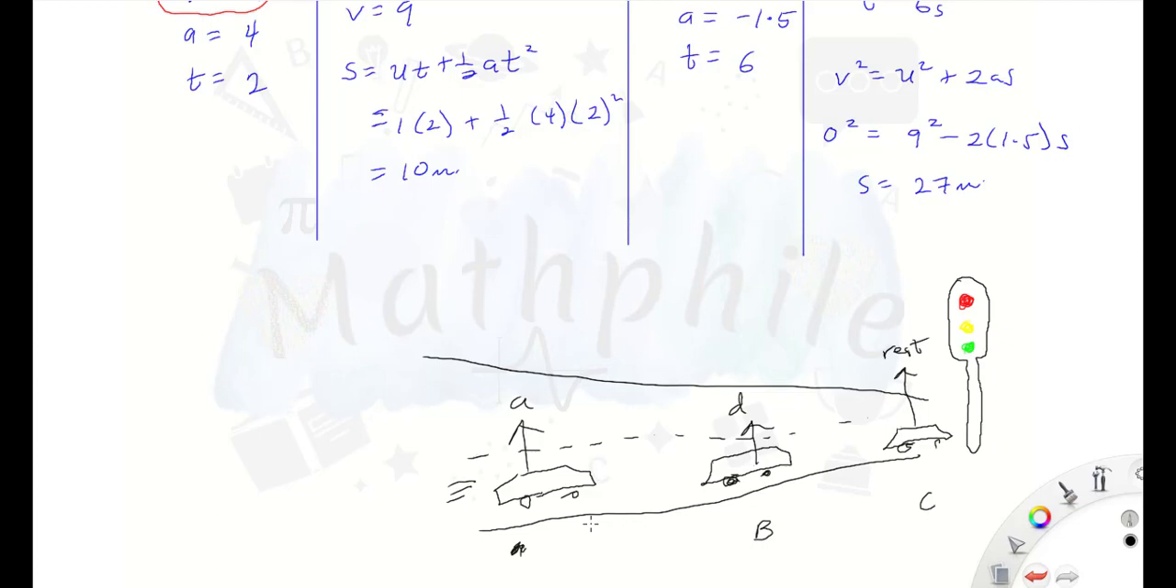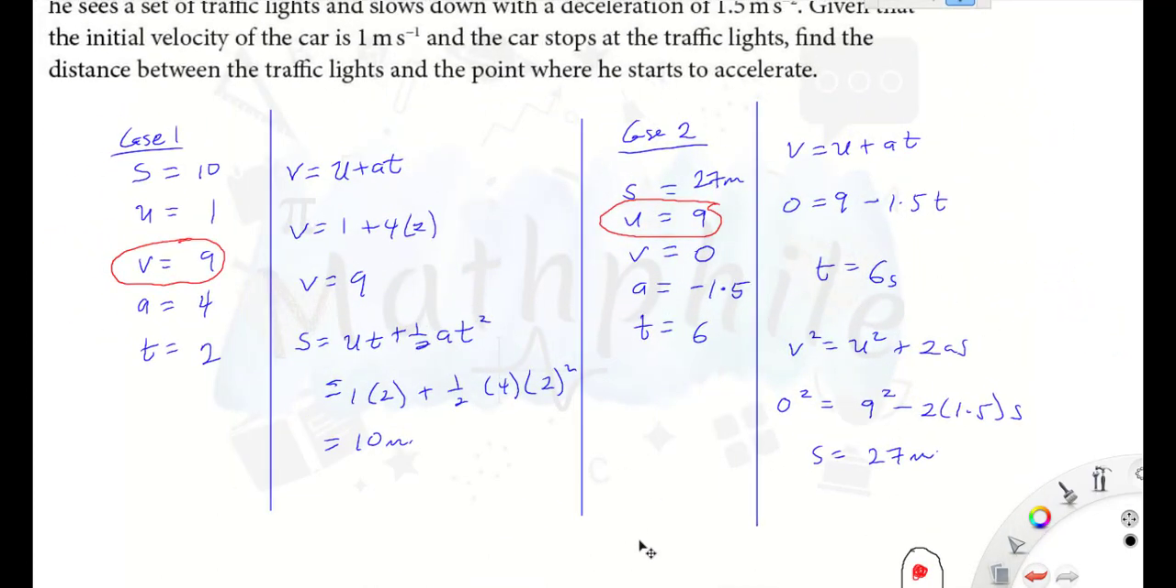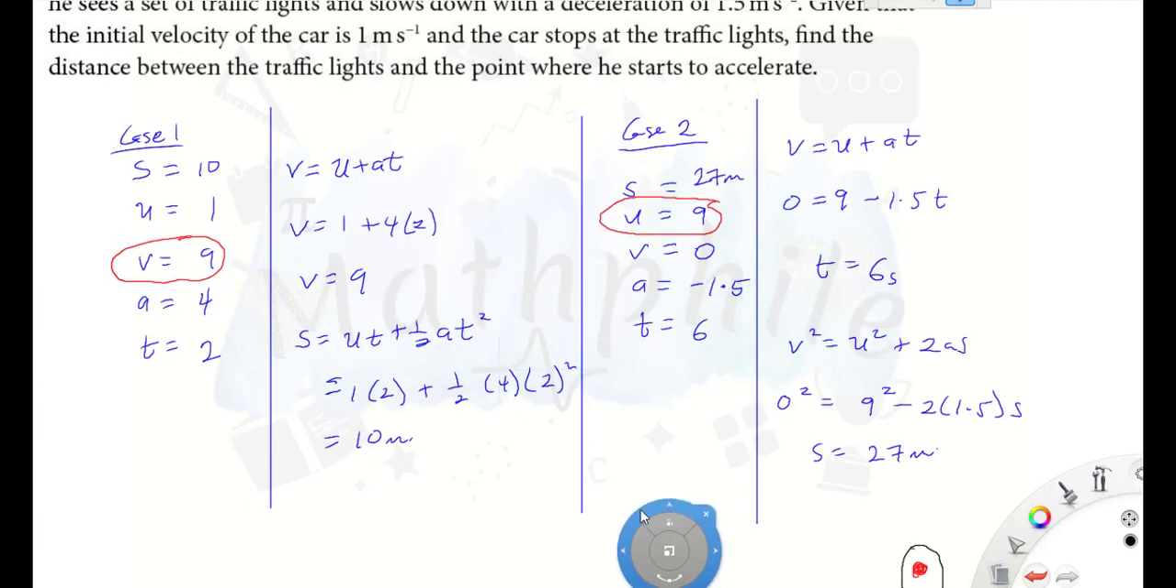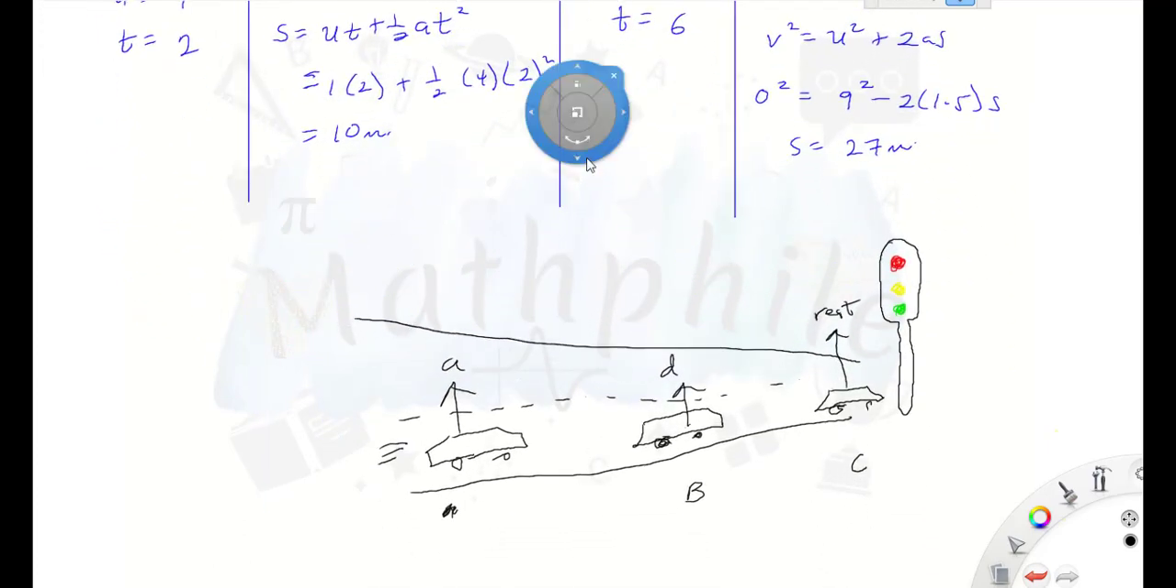So it will be 37 meters. The distance between the traffic light and the point at which it accelerated is 37 meters. And that answers the question. So it's always very good to visualize what is going on, then you use that to solve the question.